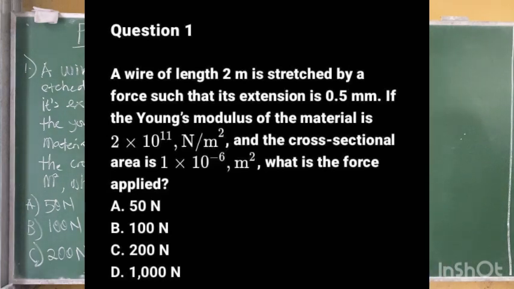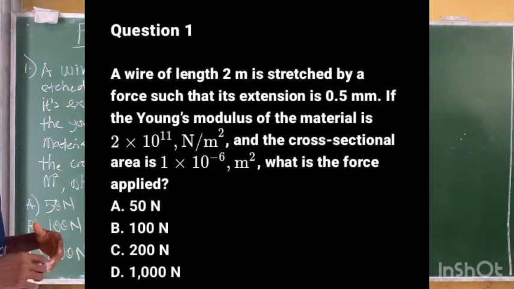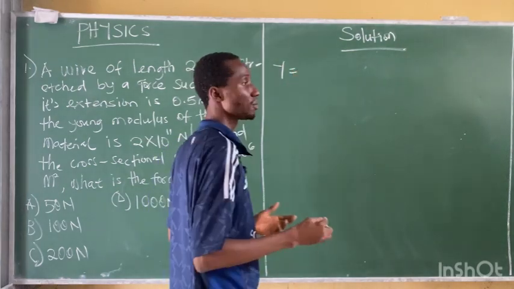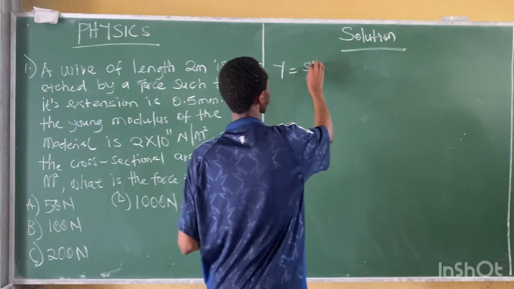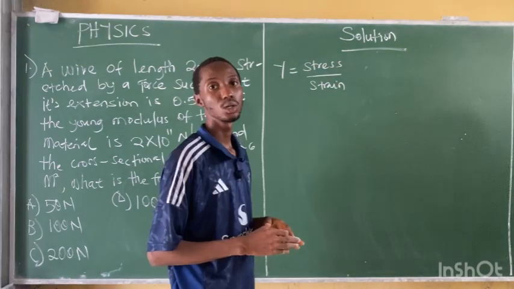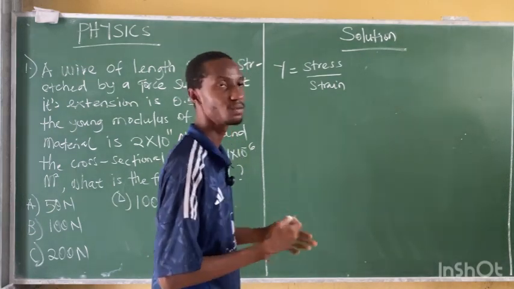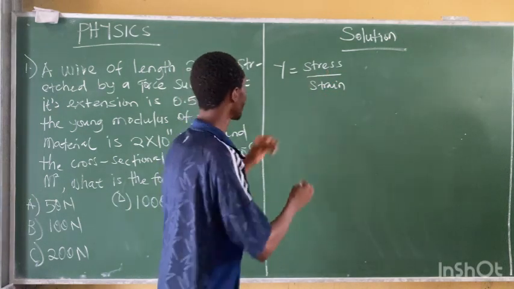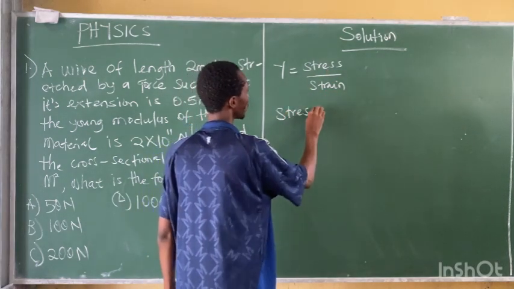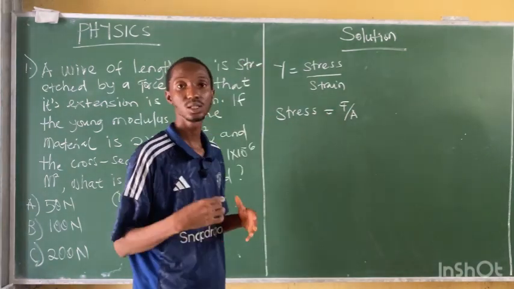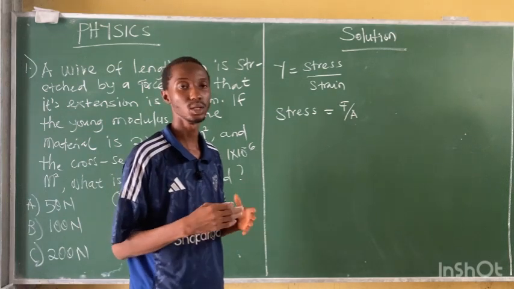Now, they said if the Young modulus Y is given by the formula stress over strain. Young modulus is a measure of stiffness and it is given by this formula, stress over strain. Stress here is equal to force over area. Stress simply means the force acting per unit area.